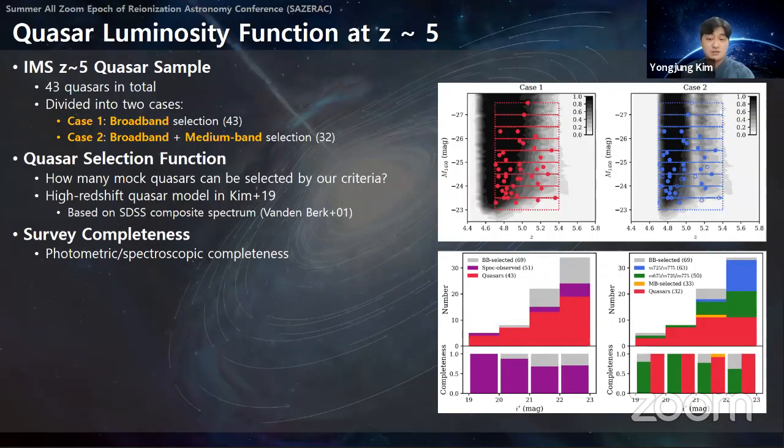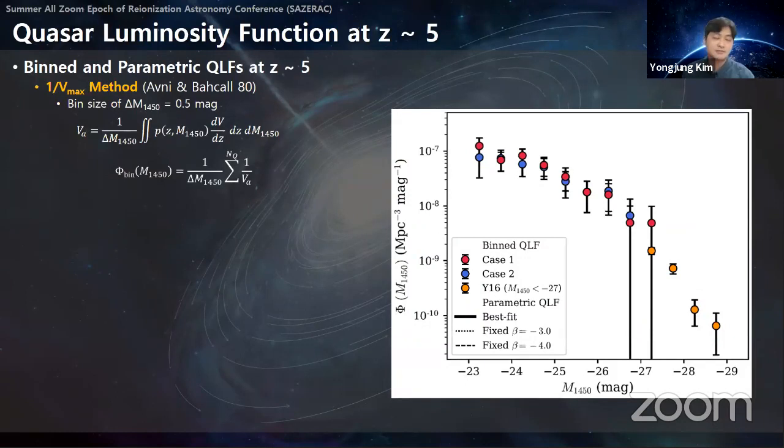Note that we use the improved version of the high-resolution quasar model in our previous work. Also, we consider the photometric and spectroscopic completeness of our survey, as shown in the right bottom figures. The combination of these two gives the total selection probability. Using the total selection probability P, we calculate the luminosity function at rest 5.